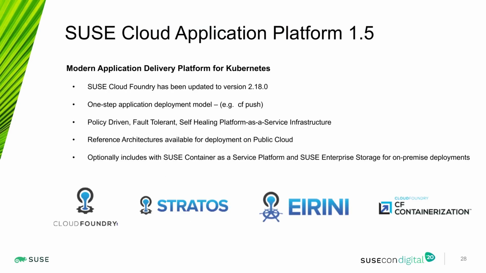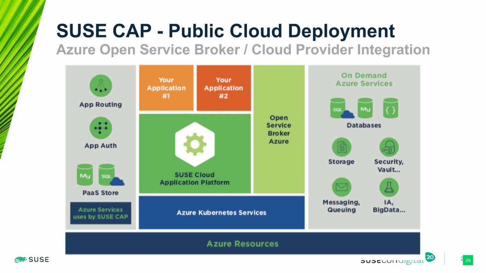Currently on version 1.5, SUSE Cloud Application Platform provides a policy-driven, fault-tolerant, self-healing platform as a service infrastructure solution utilizing enterprise-grade open-source projects, whether you deploy Cloud Application Platform on top of SUSE Container as a Service Platform or on any of the public cloud providers. There is a pluggable cloud provider deployment that expands from OpenStack to Google to AWS, or like in this case to Microsoft Azure, via the Azure Open Service Broker.